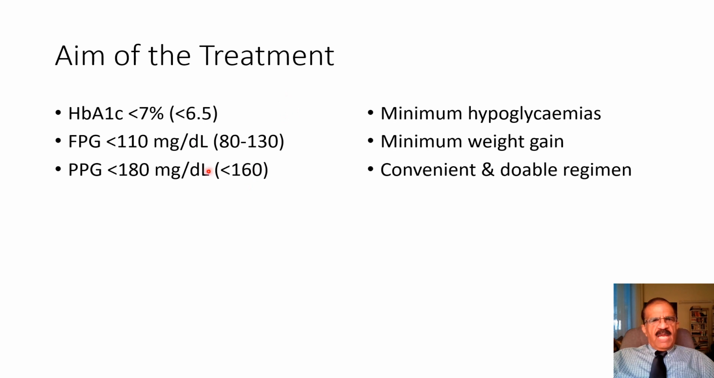At the same time, the secondary aim is that we should try to achieve these goals with minimum hypoglycemia and minimum weight gain or no weight gain, or ideally weight loss, because most type 2 diabetic patients are actually overweight, and it should be as convenient and doable a regimen as possible. Very important, because the patient has so many other things to do. I think if the treatment plan is simple, doable, convenient, that will translate into better adherence and better results.